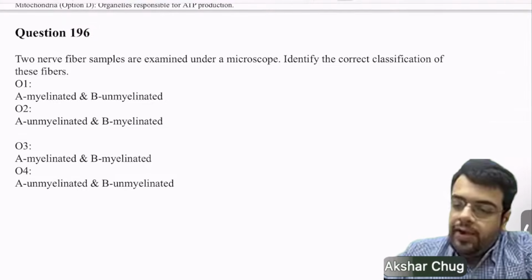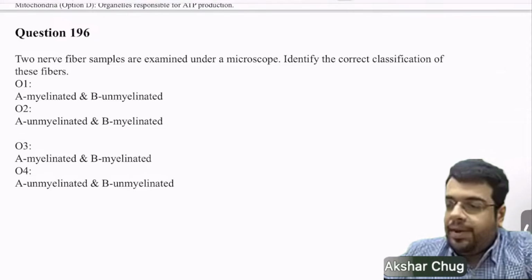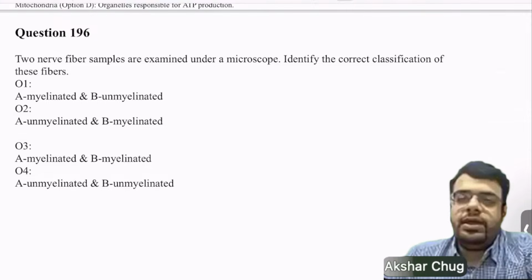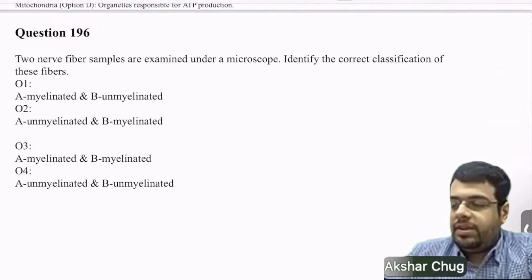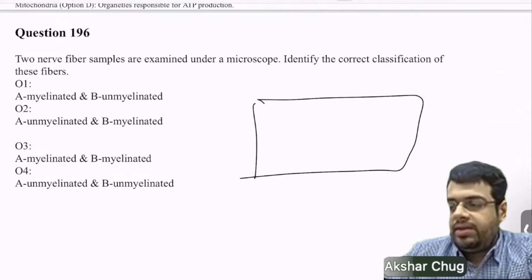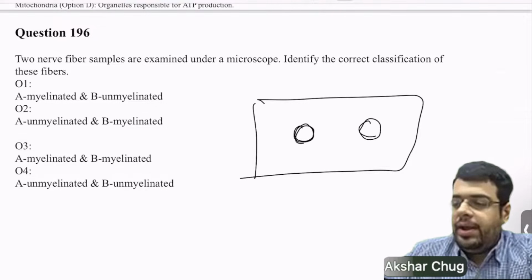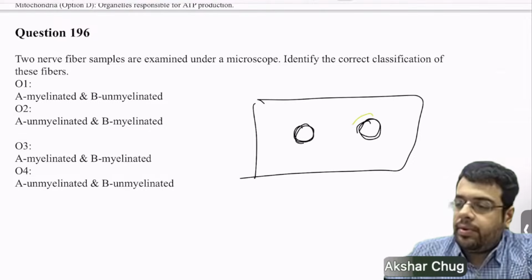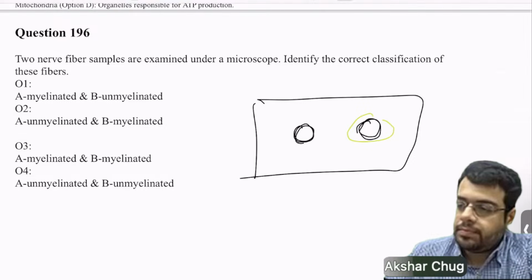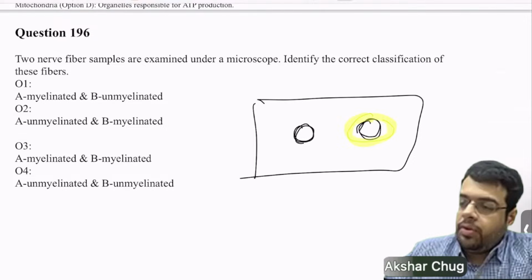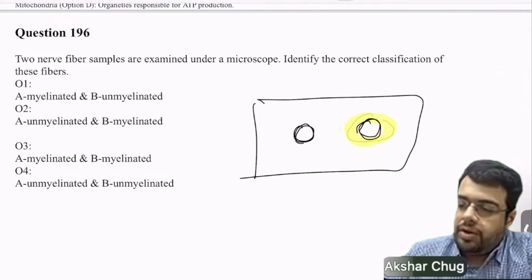Two nerve fiber samples are examined under a microscope. Identify the correct classification of these fibers. Again, it was an image-based question and two fibers were shown. The first one was just the nerve fiber, whereas the second one had a myelin sheath coating around it. So basically, the first one was a non-myelinated and the second one was a myelinated nerve fiber.